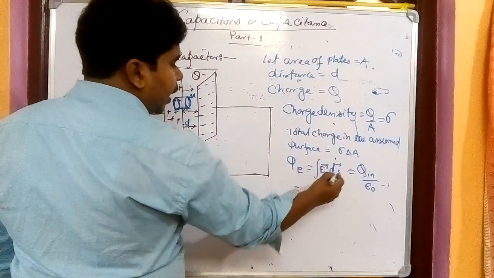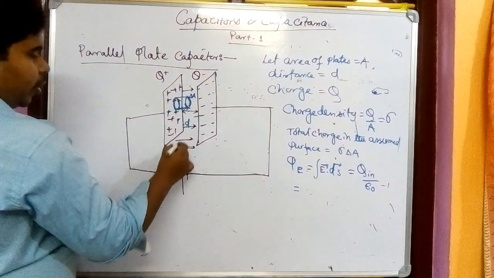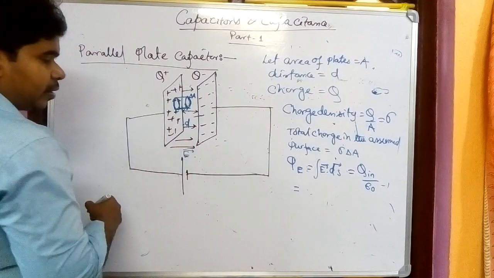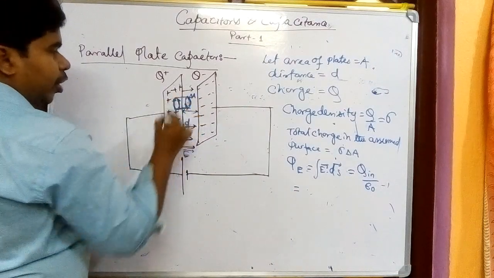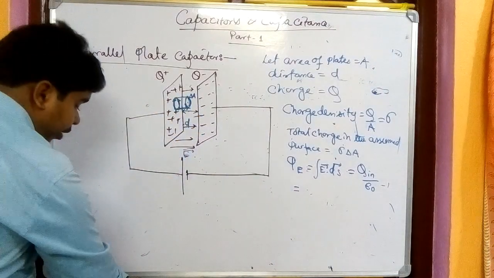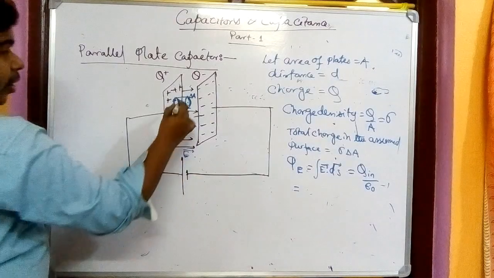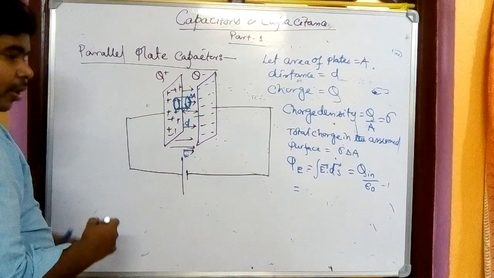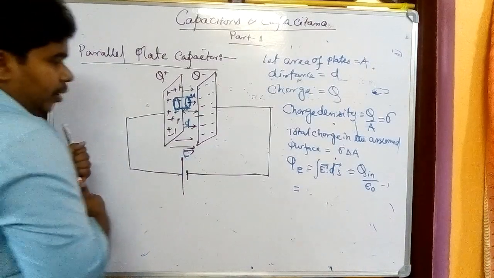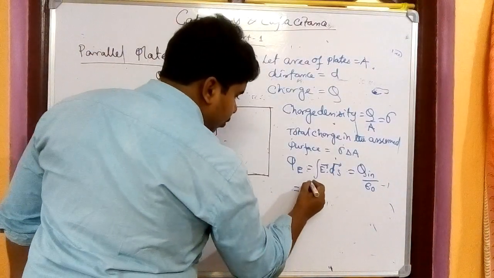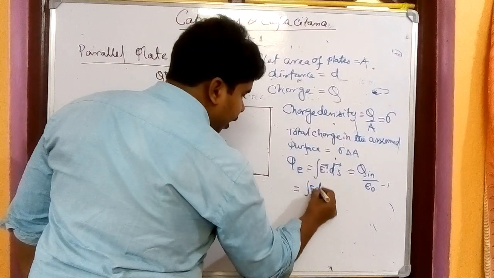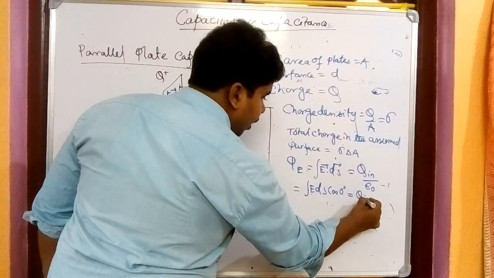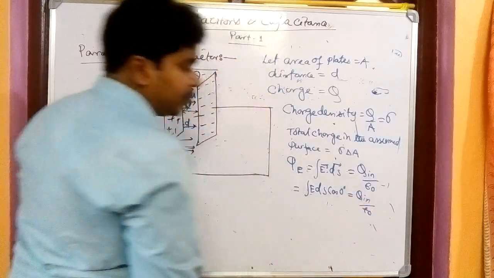So what should be the angle between E and dS? We know the direction of E. The direction of E is acting in this direction. If you see the direction of A, please try to see it. The direction of E and the direction of A are both in the same direction. So we can directly write that the integration of E dot dS equals the integration of E dS cos 0 degree, which equals Q inside by epsilon naught.